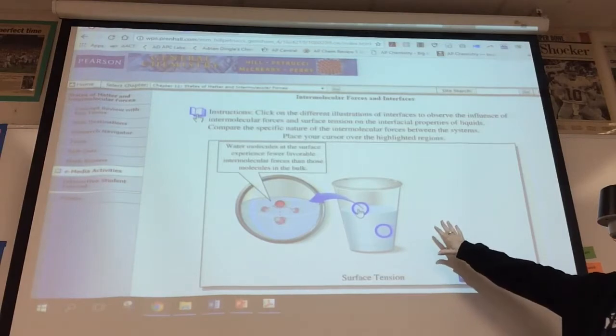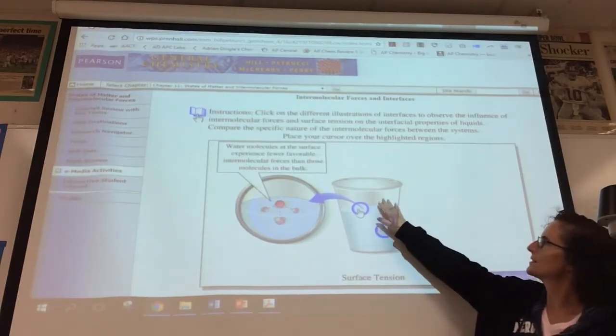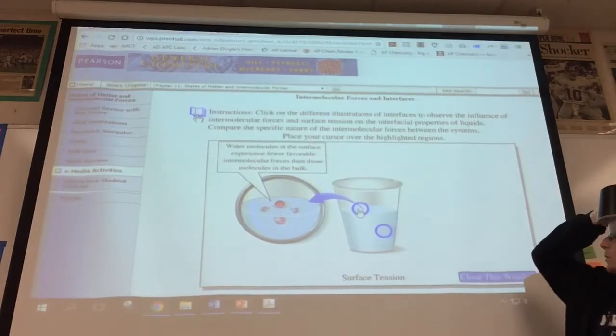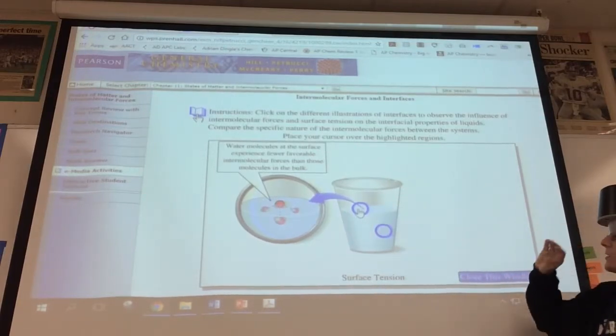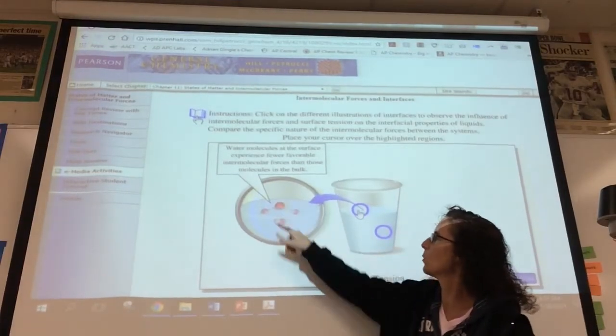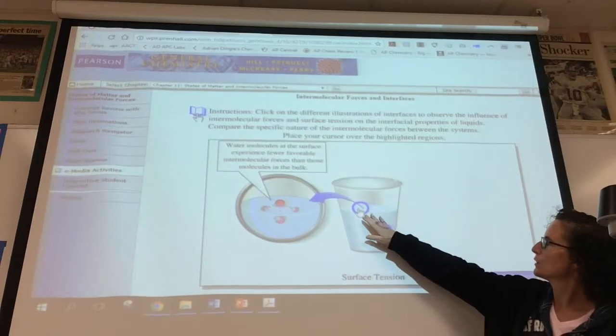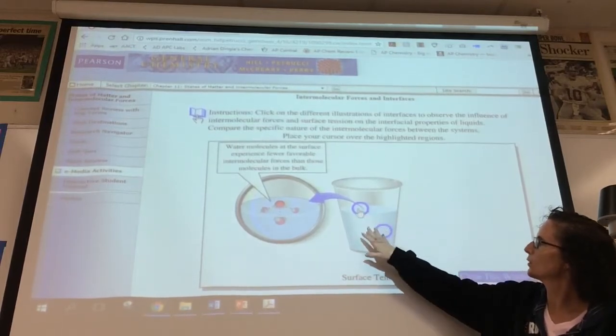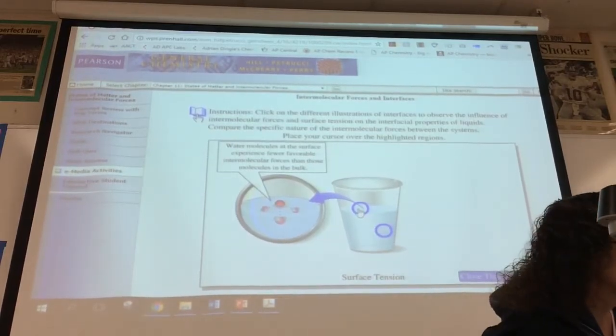If you look at the water molecules at the surface, where water meets air, you're going to see that these will experience fewer favorable intermolecular forces than what we saw here. You don't have that fourth water molecule here. So the surface tension here versus here.